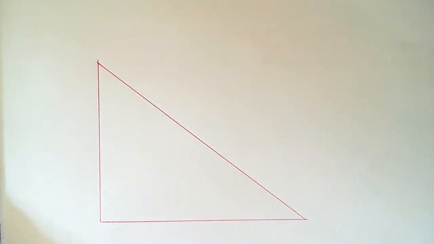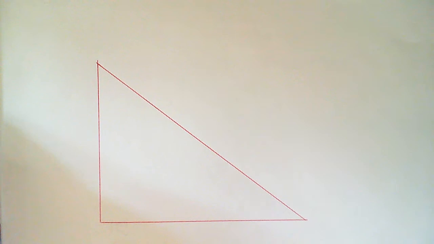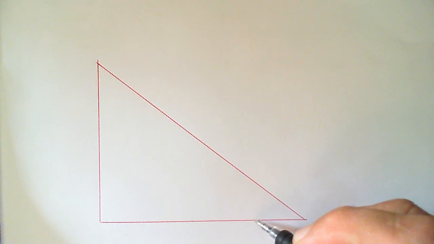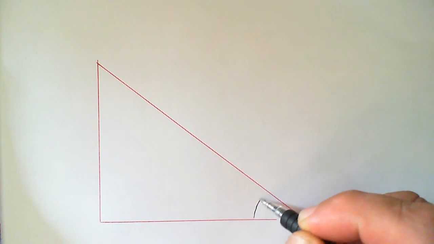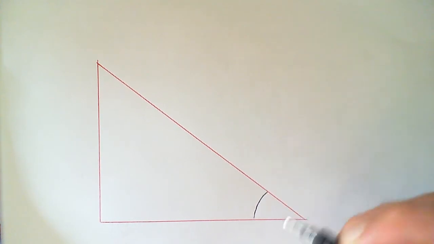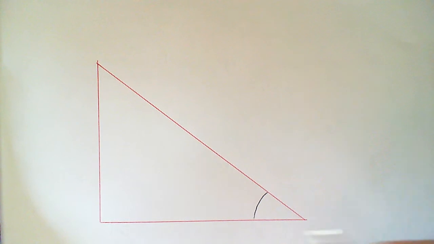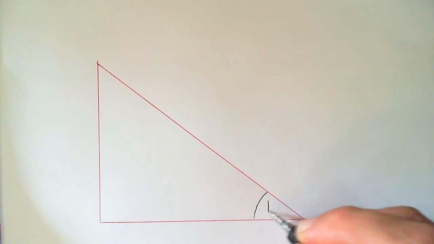It's important that we learn to recognize the parts on a triangle. Let's have a look at this. If I'm talking about that angle, let's call it angle B.